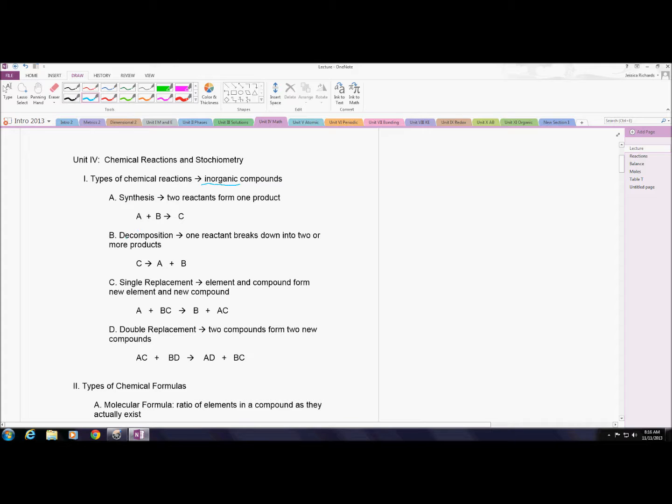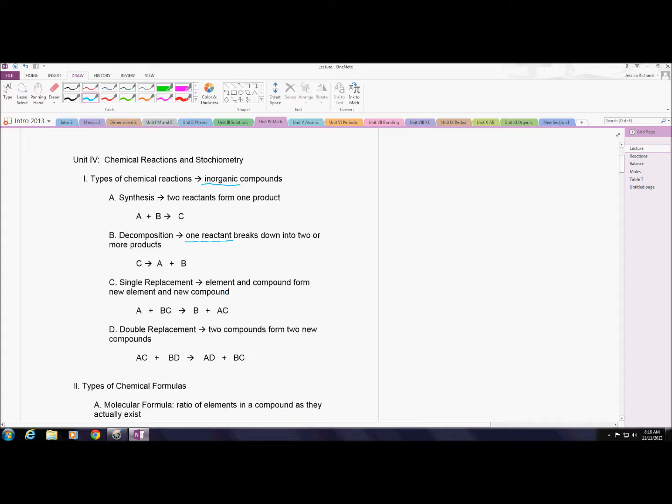The opposite of synthesis would be decomposition. You have one large particle that gets broken down into two or more smaller pieces. So general formula, C yields A plus B. So you have your one large piece, something happens, it breaks apart. These could be two compounds, they could be two elements, they could be an element and a compound. The key is that one piece for your reactant. One reactant is going to be decomposition.